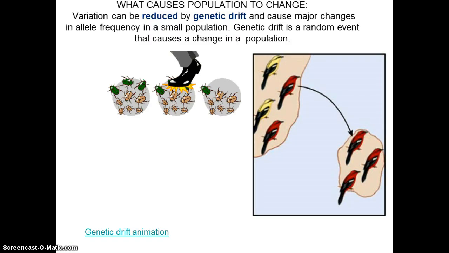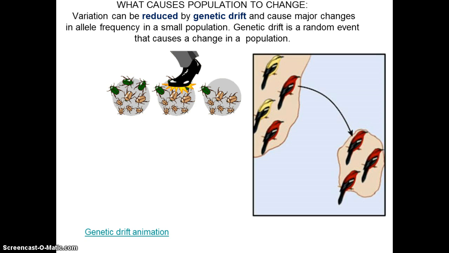So what causes a population to change? Number one is if variation is reduced, and how it could be reduced is something called genetic drift. Genetic drift is a major random event that causes, especially in a small population, a change in the allele frequency.